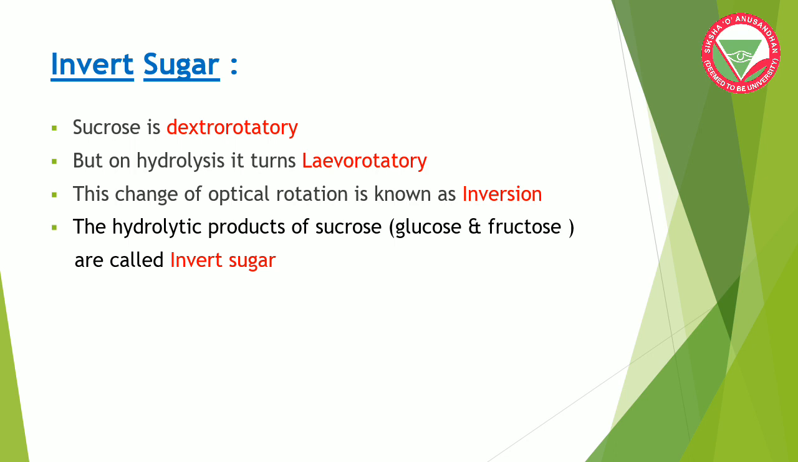The hydrolysis product of sucrose is known as invert sugar because on hydrolysis its optical rotation changes from dextro to levo.